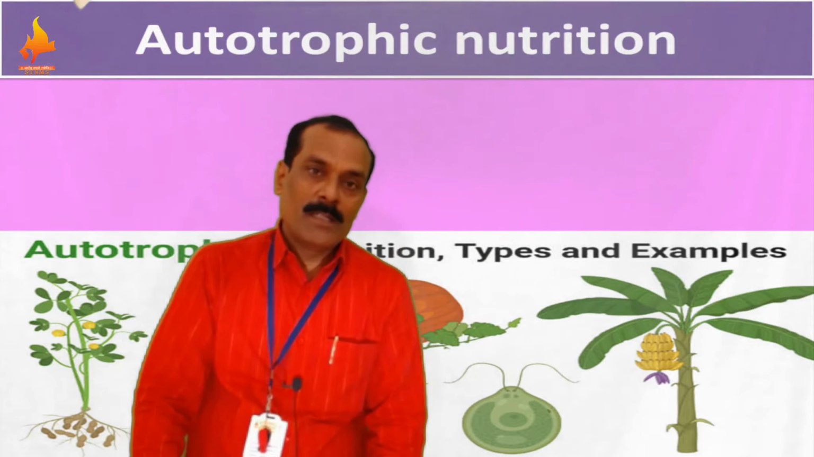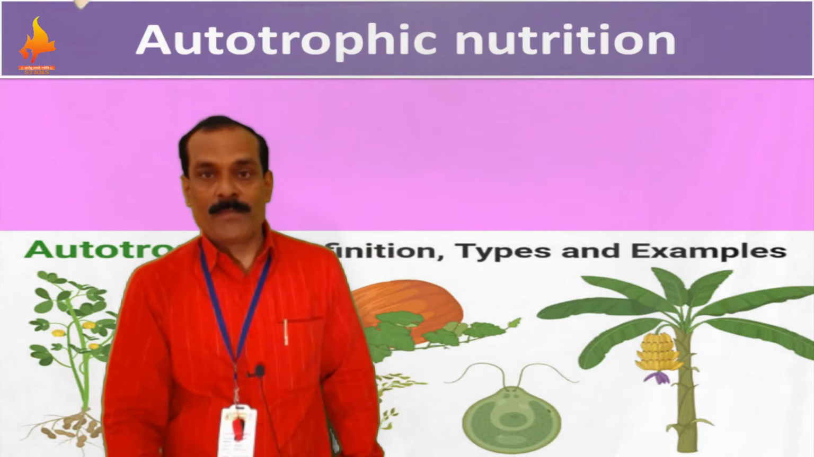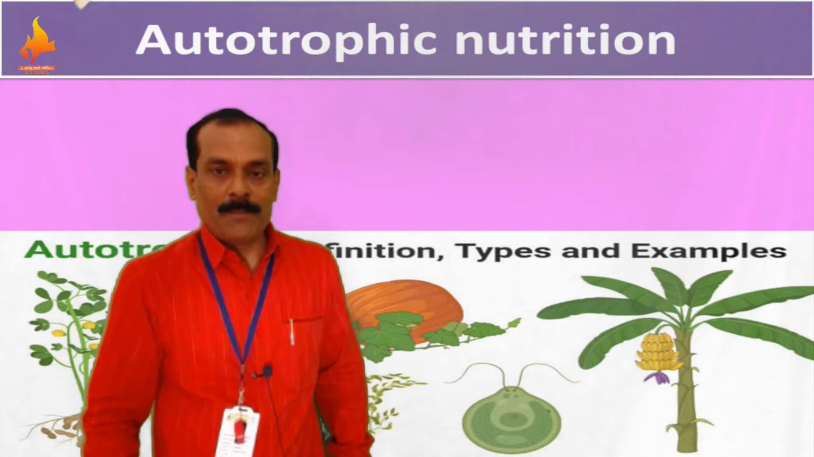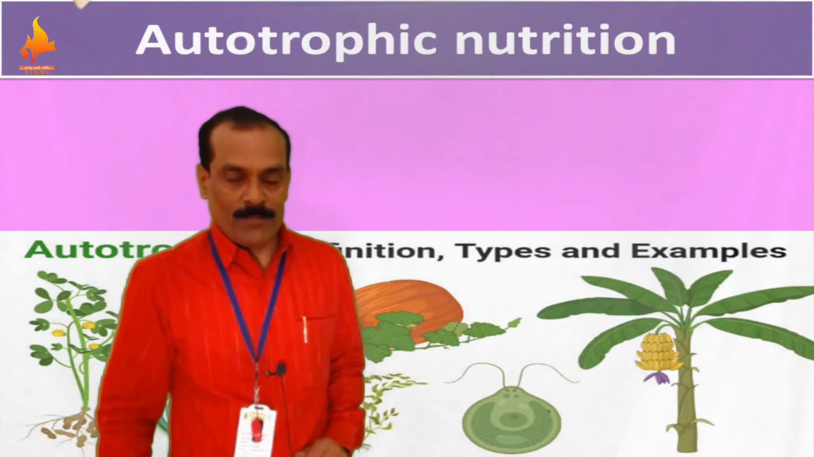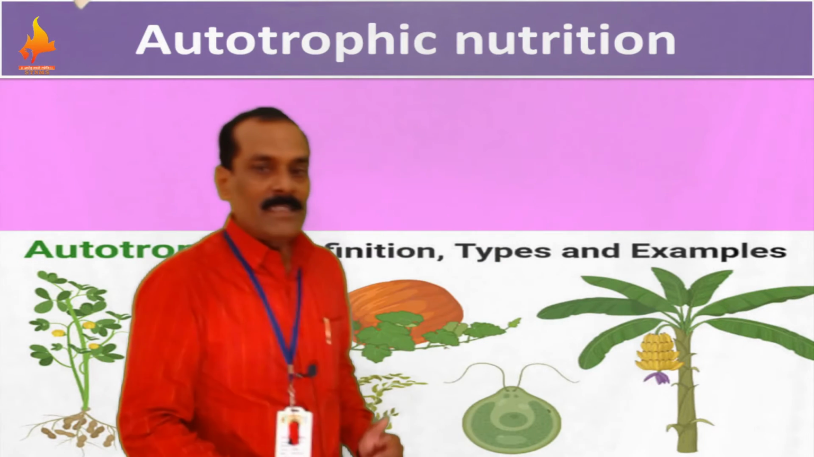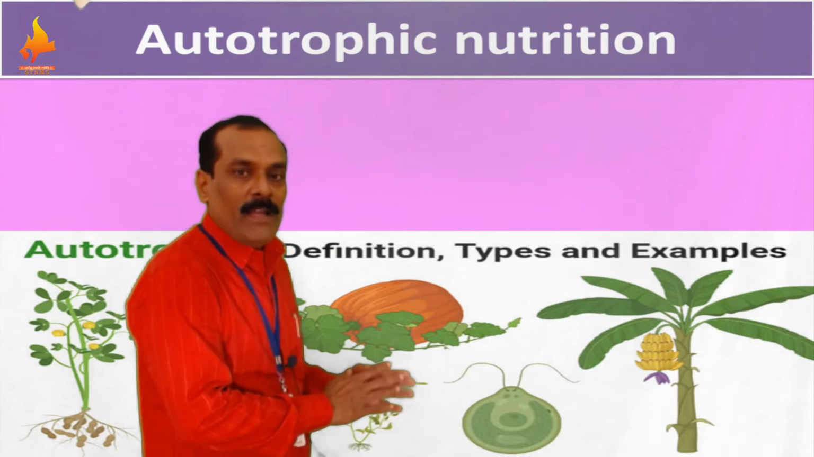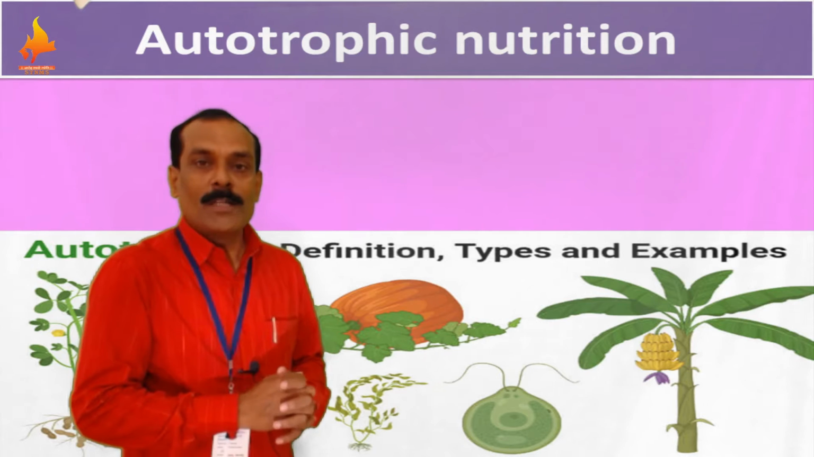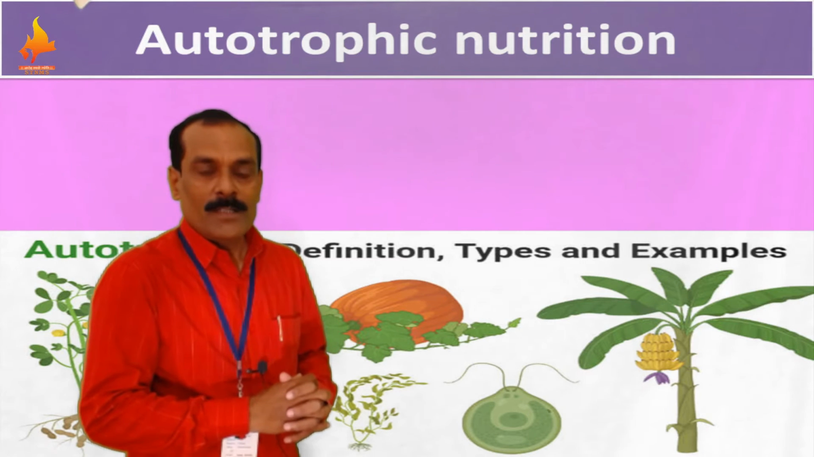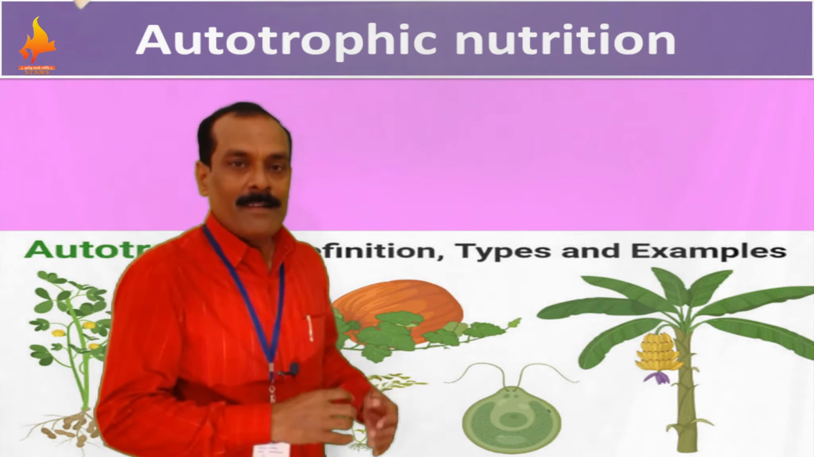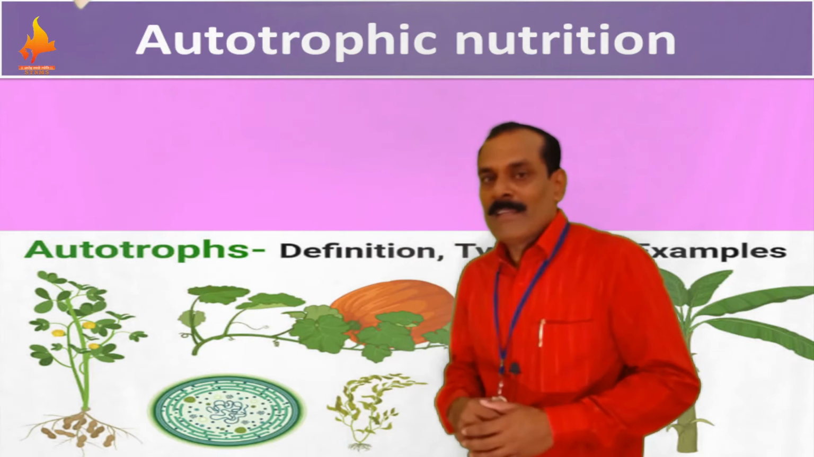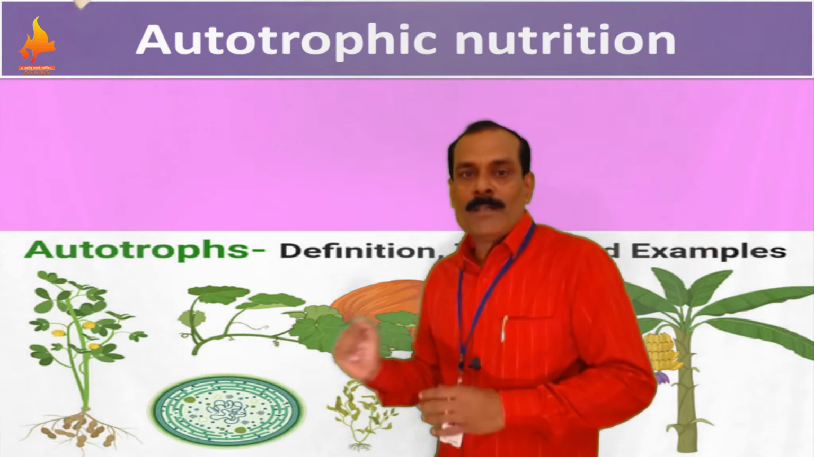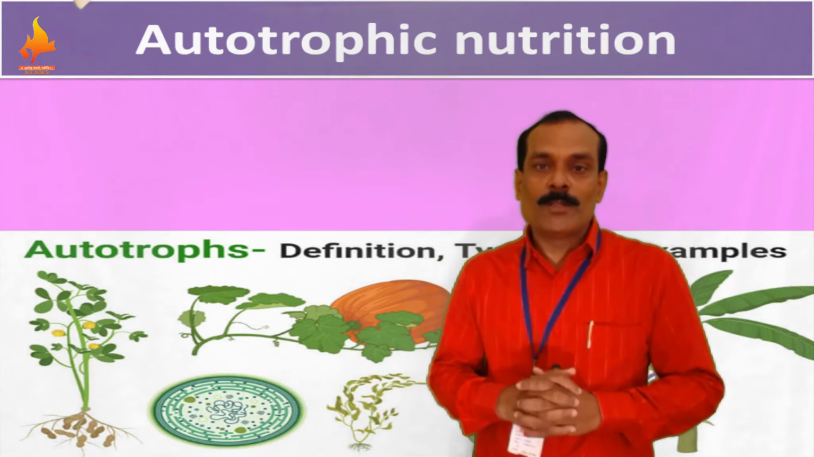Now you know there are certain types of nutrition, like autotrophic nutrition. You see the image behind me, where different trees are shown. Along with that, one flagellate is shown here. This flagellate is Chlamydomonas or Euglena. That is also an autotroph. Behind me there is another one, Anabaena, a microorganism. Now you see this microorganism here. This is also an autotroph.